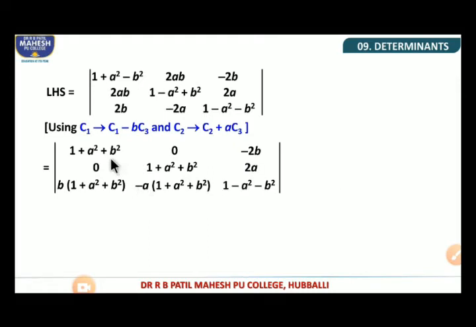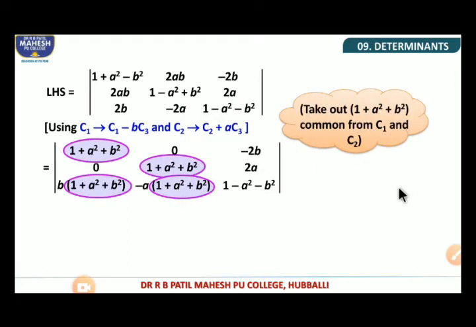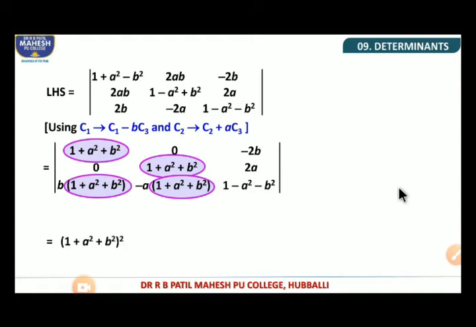Right. Now observe, students, in this c1 and c2 we have the common term 1 plus a square plus b square. Therefore we can take out the common term 1 plus a square plus b square from c1 and c2. So the next step becomes 1 plus a square plus b square whole square, because we take it from these two columns. The remaining determinant will be 1, 0, b in the first column, 0, 1, minus a in the second column, and writing the third column as it is.